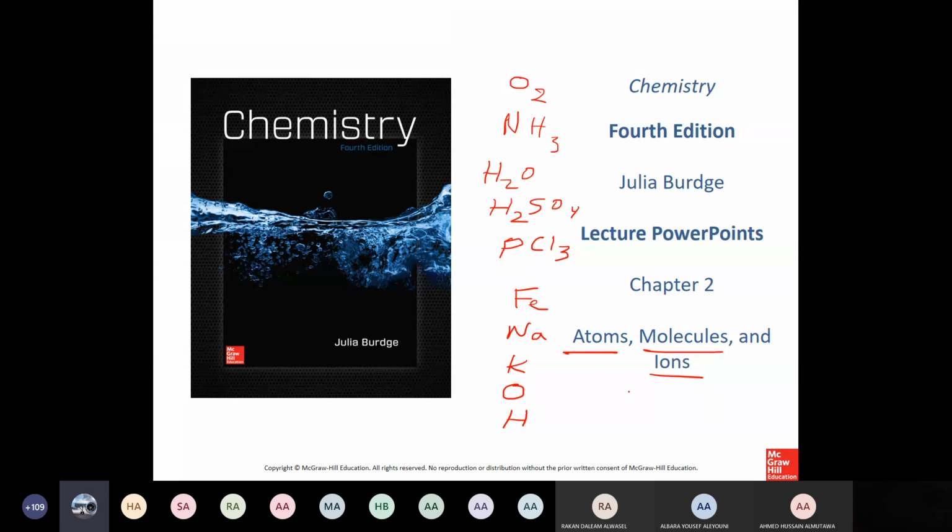Okay, good. Give me an example of ions. Do you know what ions are? Na plus. Cl minus. Give me another example. Fe 2 plus. NH4 plus. OH minus. Al 3 plus. Thank you very much. All of these are ions. Is this clear? Very good.